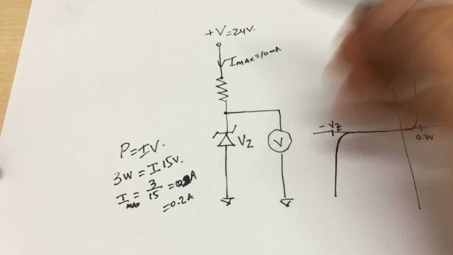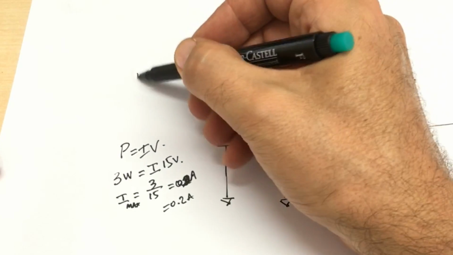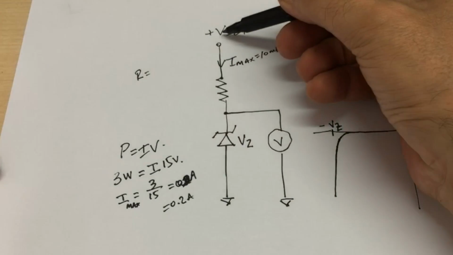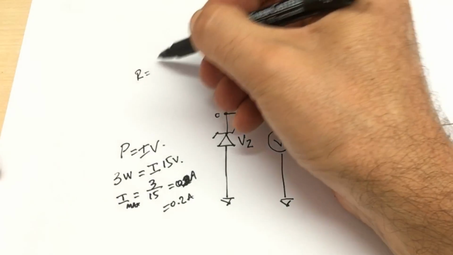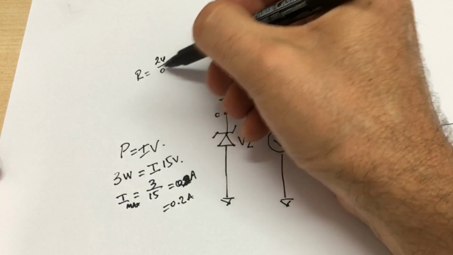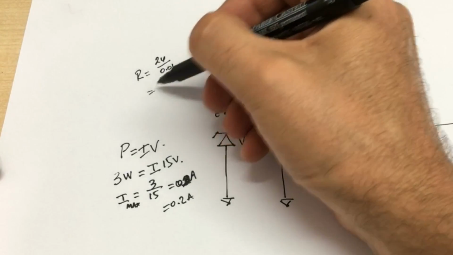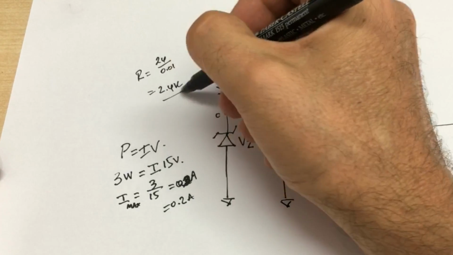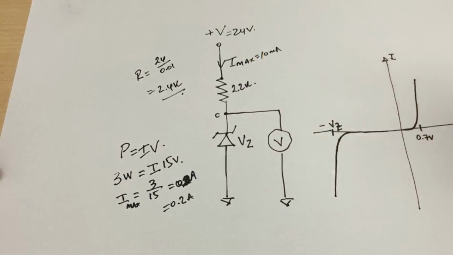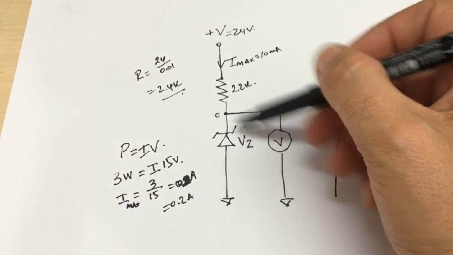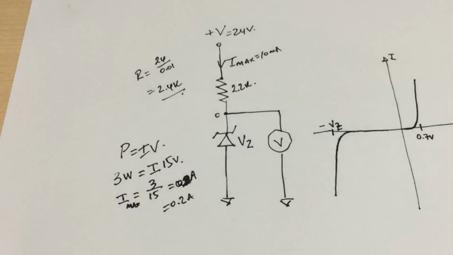I have this now to calculate. R equals 24 minus, if that is 0, 24 volts divided by 10 milliamps, so 24 divided by 0.01, which equals 2.4K. Let me call that a 2.2K ohm resistor. So let me set that up and I'll show you how this voltage becomes visible when you measure it under these conditions, okay?